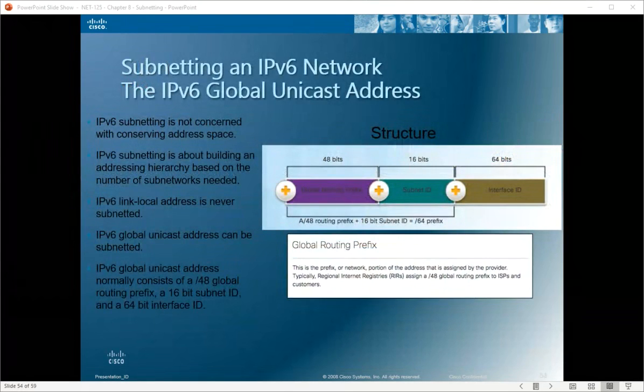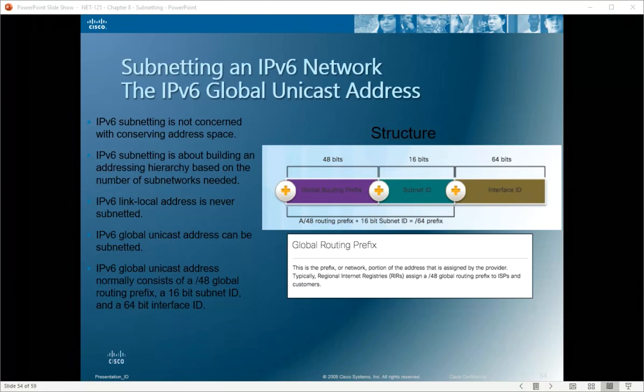Now, IPv6 again is a little bit different. We talked about that with SLAAC just a second ago, but it's not concerned with conserving address space because the address space for IPv6 is massive. Subnetting in this case is based on building a hierarchy so that we can keep things organized. So what would seem to be a slightly lesser focus for IPv4 is the primary focus for IPv6.